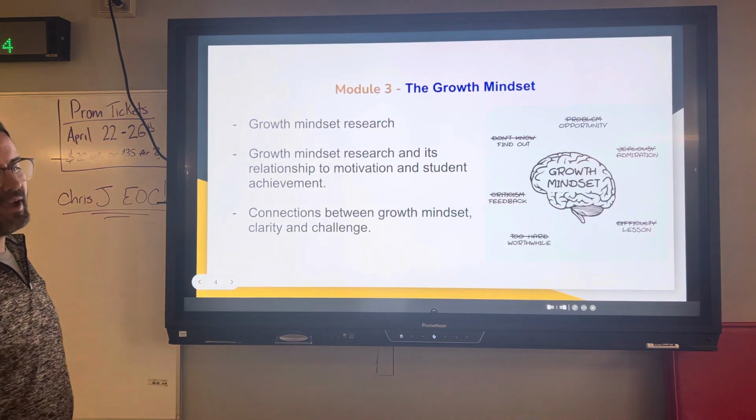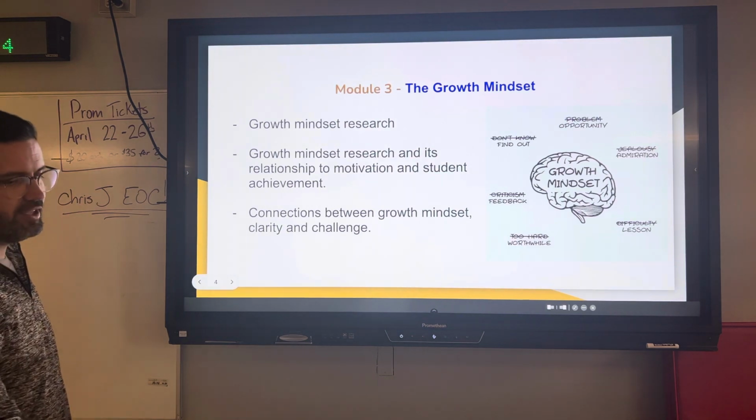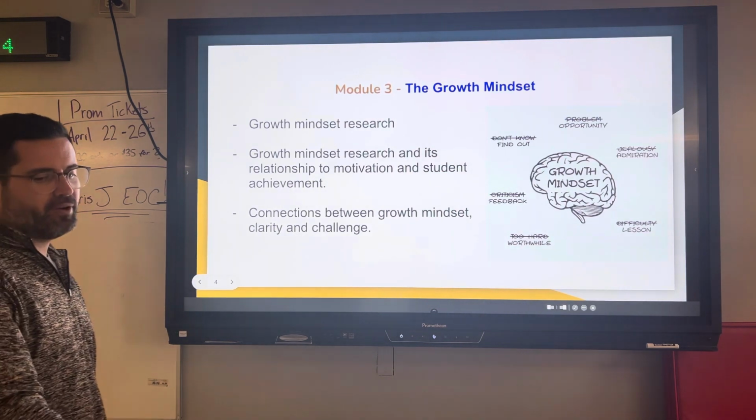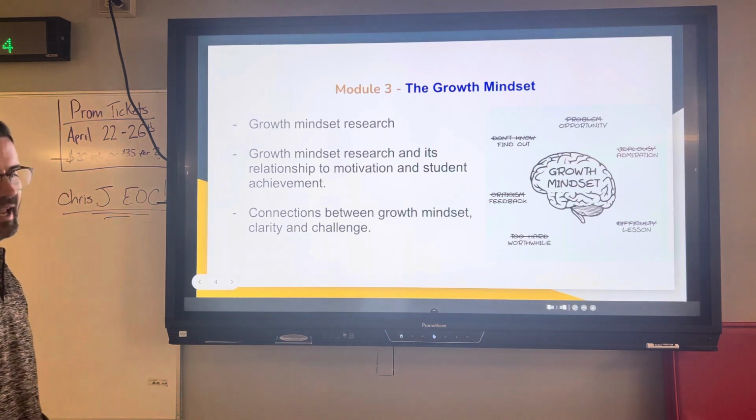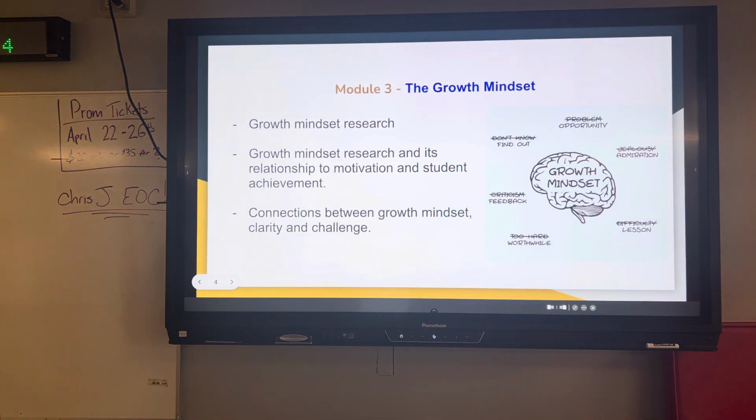Connections between growth mindset, clarity, and challenge. Clarity and challenge are important components for growth mindset because they create an environment that fosters resilience, perseverance, and a belief in the potential to improve.